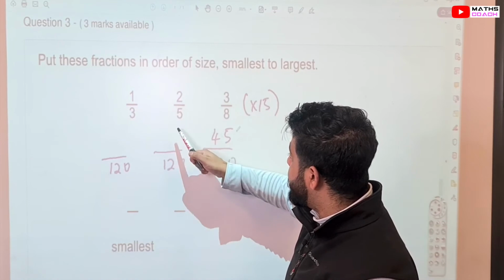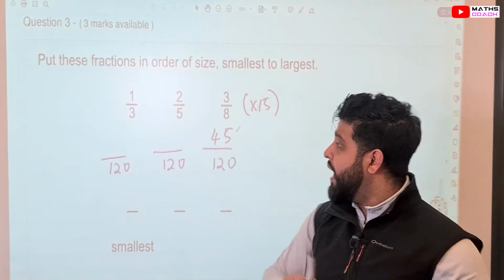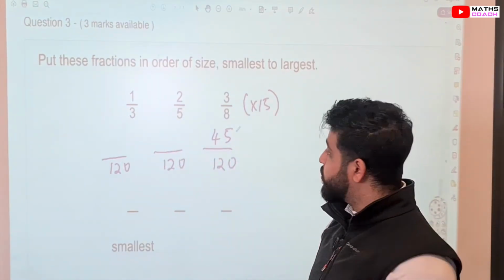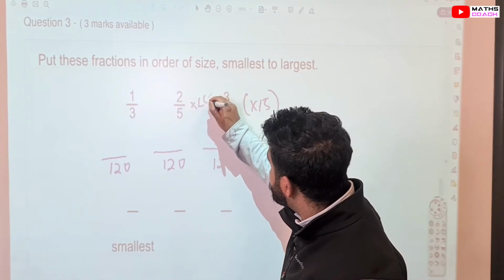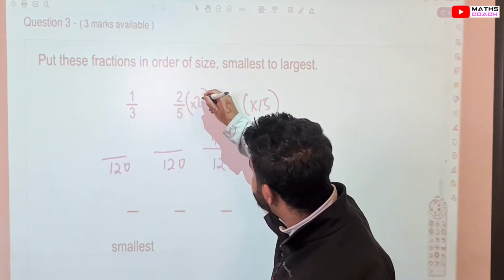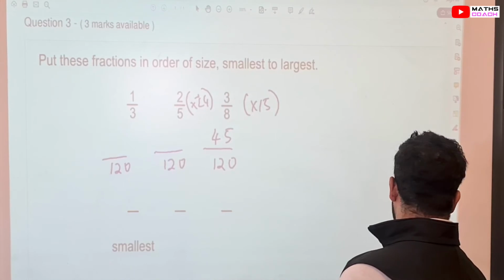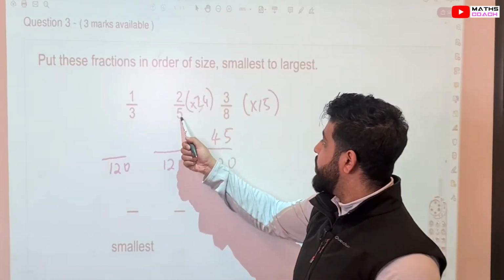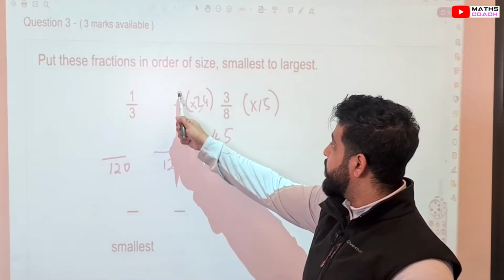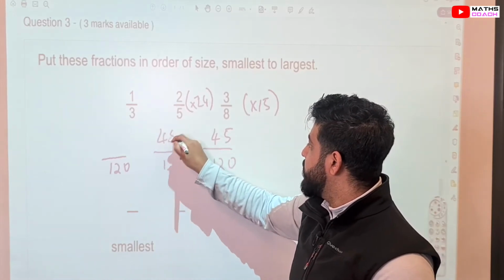On to this one, 2 over 5. How does 5 become 120? Once again, just go up in the 5 times table if you struggle with that. But 5 times 24 gives us 120. Sorry about my handwriting. There we go. So 2 over 5 times out by 24. So therefore 2 times 24 gives us 48.